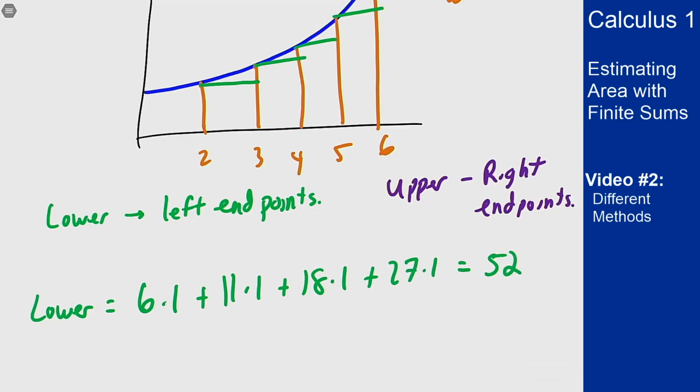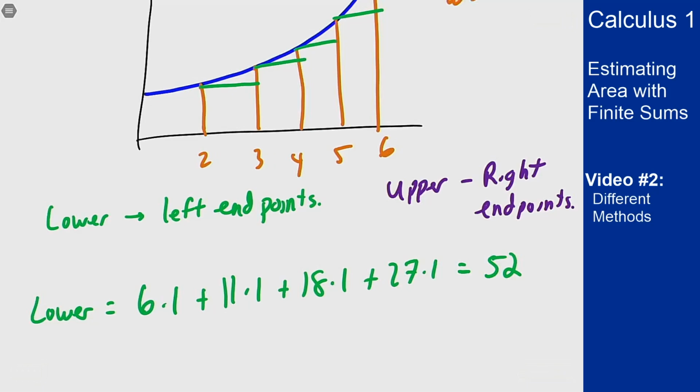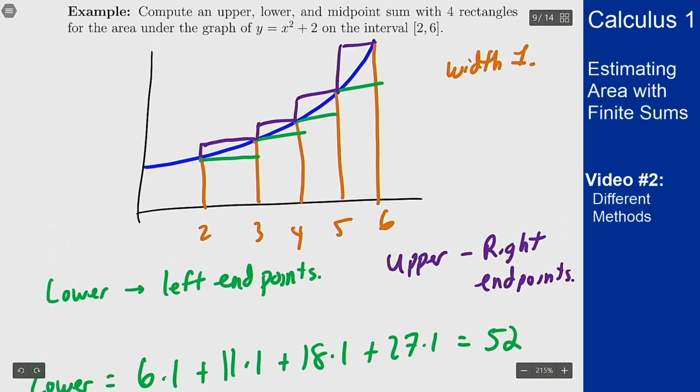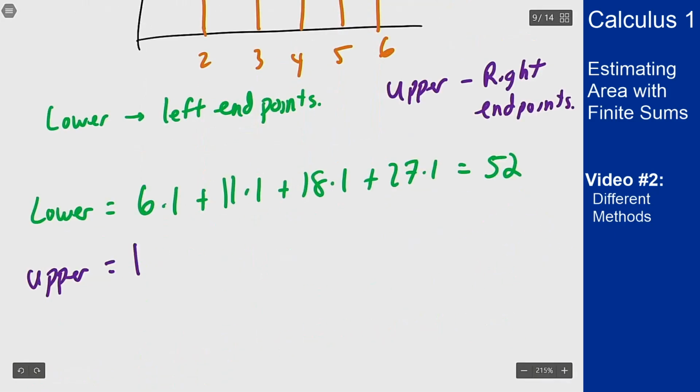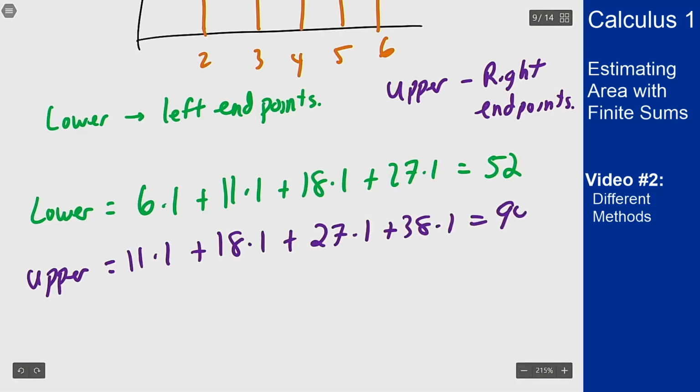For an upper sum, I have the following rectangles. And so I want the function values at 3, 4, 5, and 6 instead of 2, 3, 4, and 5. So I'll get the following. I get 11 times 1 plus 18 times 1 plus 27 times 1 plus the value at 6, which is 38 times 1, which is 94.